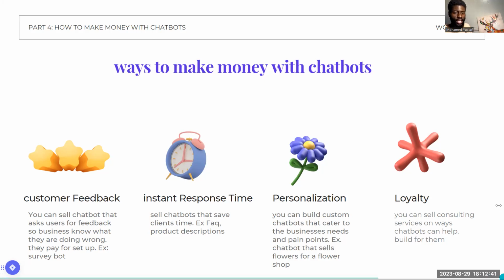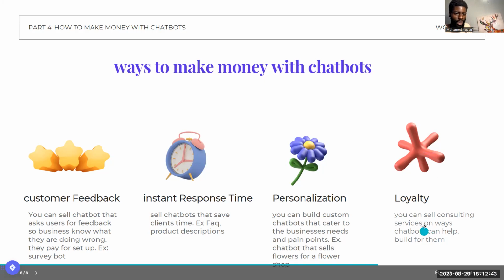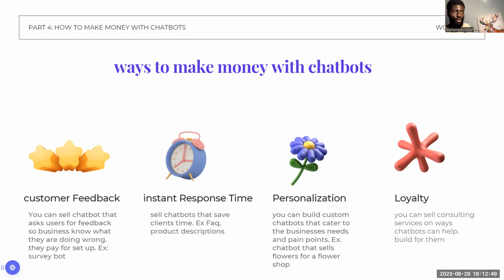Okay. And then the last one is pretty much the loyalty thing. You can sell consulting services on ways a chatbot can help them build. Meaning, at the end of the day, there's a lot of companies that are strong, that want to use AI, that want to use chatbots, but they don't know how. So you can get paid as a consultant to just teach people about it.